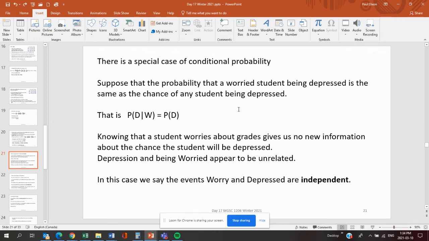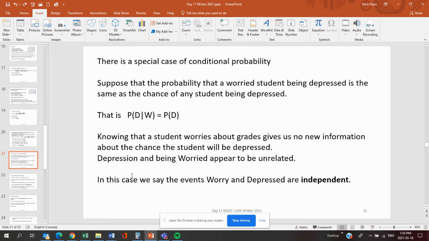being depressed. So in this case, I know that the student is worried. What's the chance they're depressed? Over here, I don't know anything about their worrying behavior. I just want to know what's the chance they're depressed. If those two things are the same, then worrying gives us no new information. Okay, it's useless. They're unrelated. It's like when we were trying to predict credit card balance, knowing the marital status of the card holder, knowing how many credit cards they had, and knowing what their age was, didn't give us any new insight about the credit card balance.